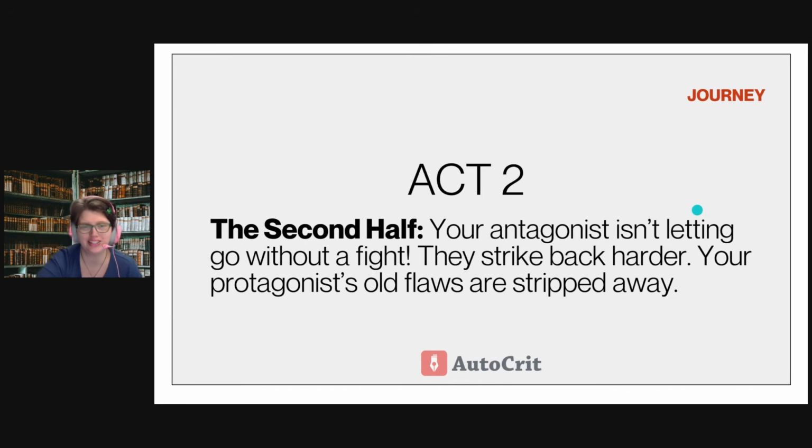Which brings us to Act Two, the second half. In the second half, your antagonist shows up and is striking back even harder. The conflict is intensifying, and your protagonist's old flaws are systematically being stripped away. Right? They are being forced to shed their old identity to survive the increasing pressure.